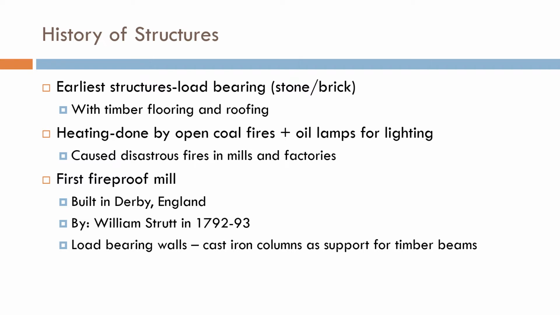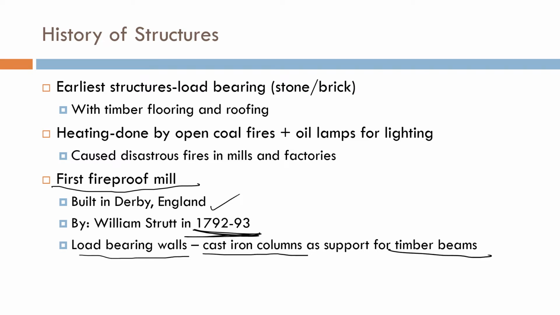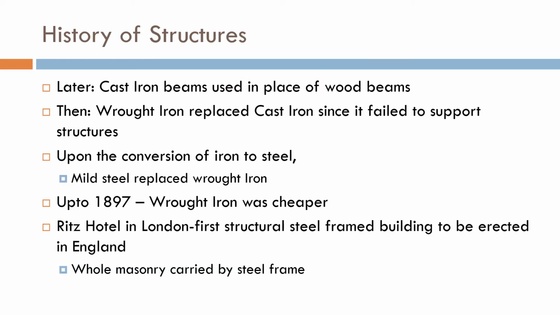Then came the steel structures which were introduced so long ago, 1792 or 93. So the first fireproof mill was made in Derby, England by William Strutt. And the special thing about this building was that the walls were load bearing, but there were cast iron columns with the load bearing walls to support the timber beams. This had not been done before this time, so it was a very crucial time in the history of structures.